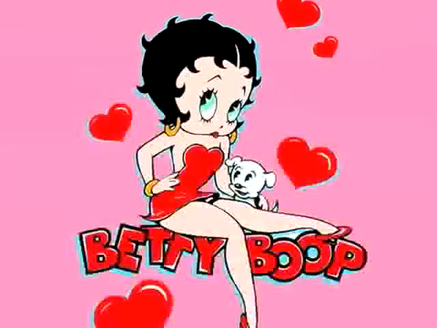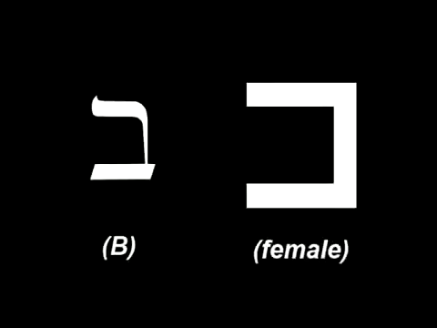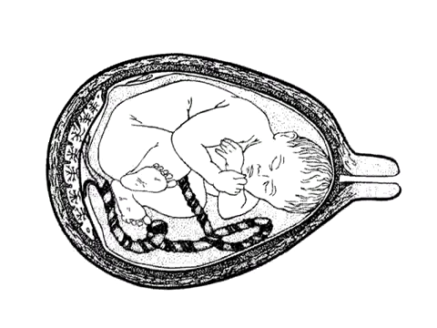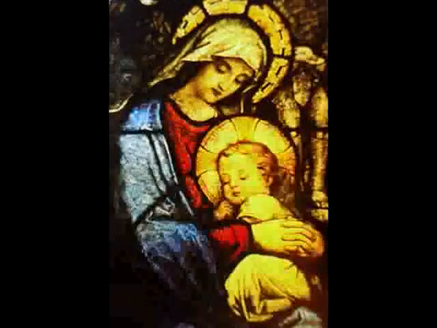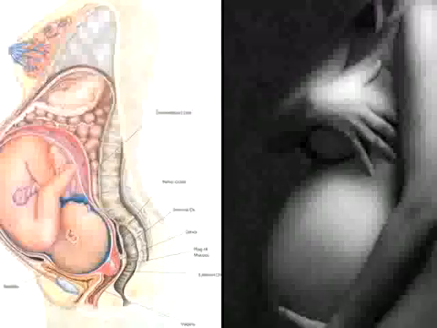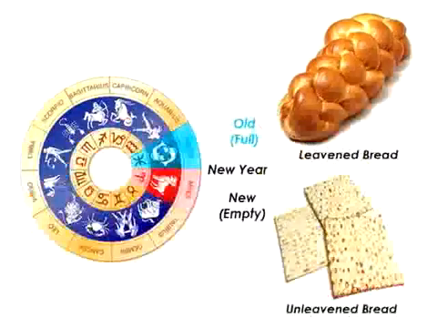Now let's get back to the house of the Beit, and the Vet, because the letter V is also indicative of the symbolism that is associated with the goddess female. And you'll notice that the Hebrew B looks like a chamber. The Bet is the house, or the chamber, of the goddess. And of course, this is why Mary, the mother, had baby Jesus in Bethlehem, which means the house of the meat or the bread. And thus, the bread represents the bun in the oven.